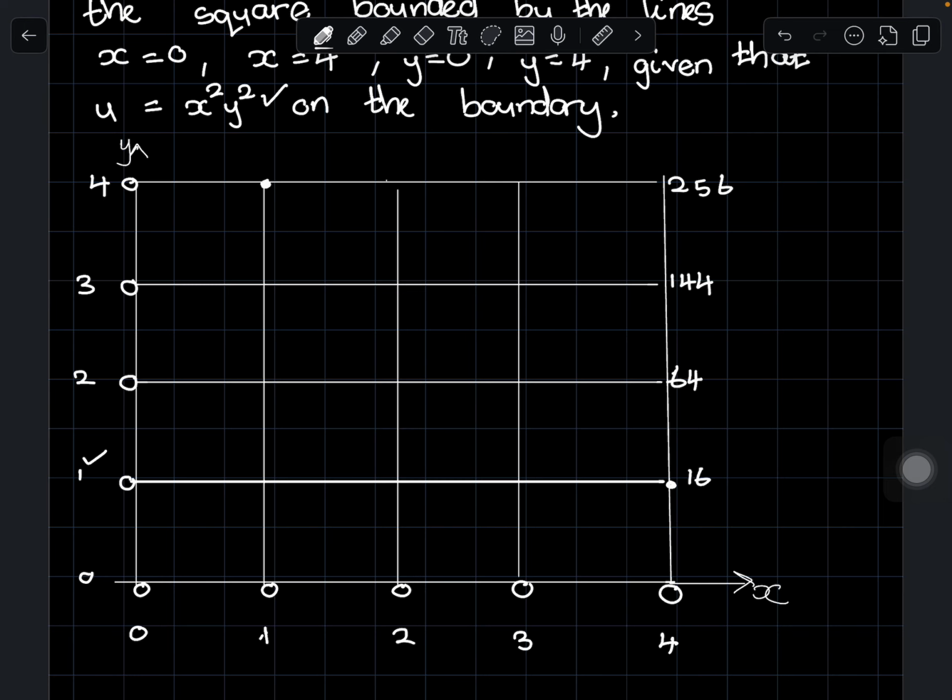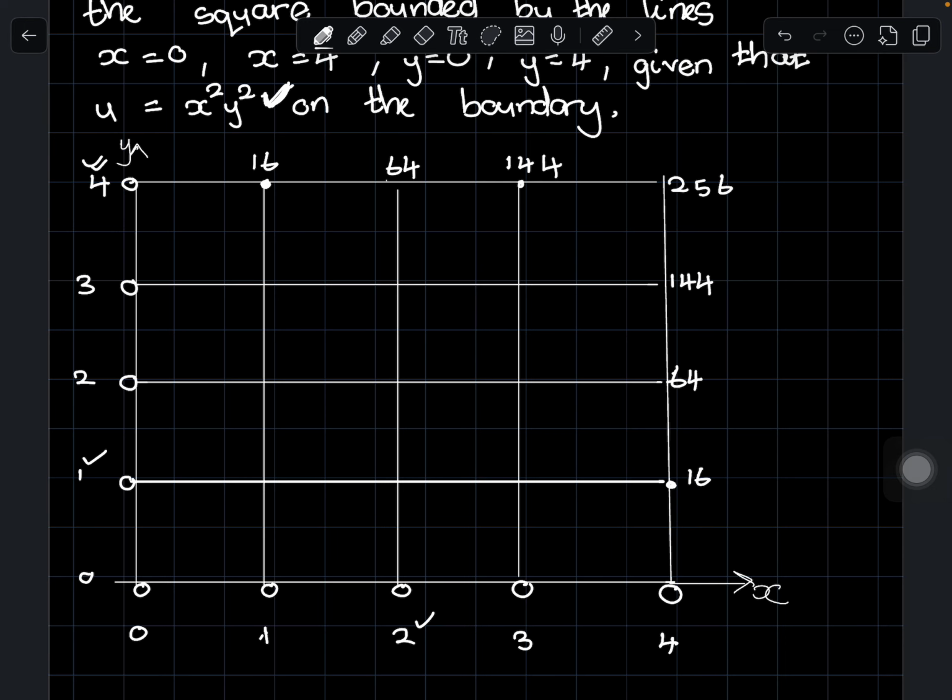We do the same thing along the top. Here the value of x is 1 and y is 4, so we get 16 again. Here x is 2 and y is 4, so 2 squared times 4 squared gives 64. Remember, this is why we substitute everything: this is where we use our x and our y. Here x is 3 and y is 4, so we get 144. This one gets 256 again, but we won't repeat it.